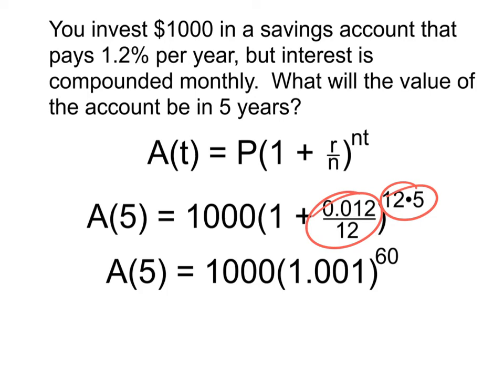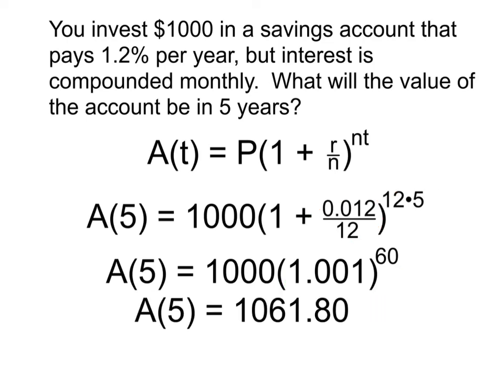If we do that calculation, of course, do the exponent and then the multiplication, that gives us $1,061.80. So just sitting in the savings account by letting the bank hold on to it, you're able to turn your $1,000 into a bit over $1,000. Not a huge gain. It's better than nothing, but it's a very modest gain.